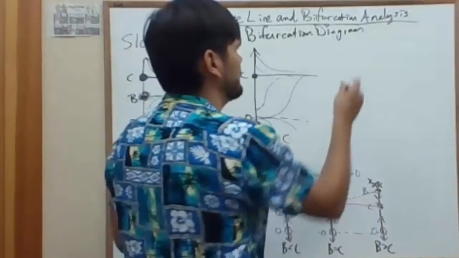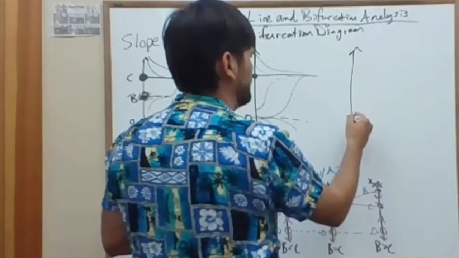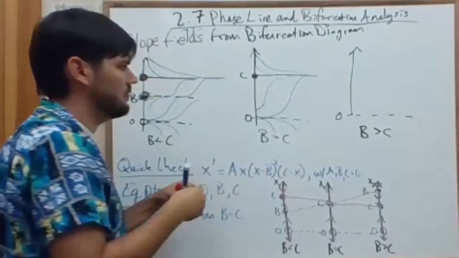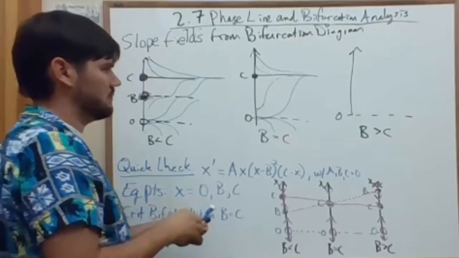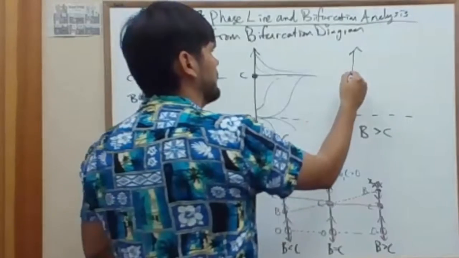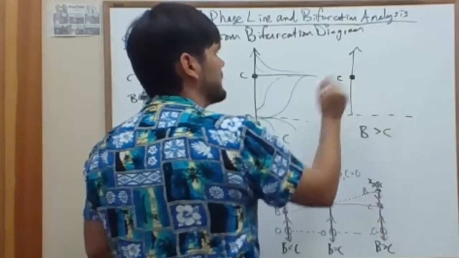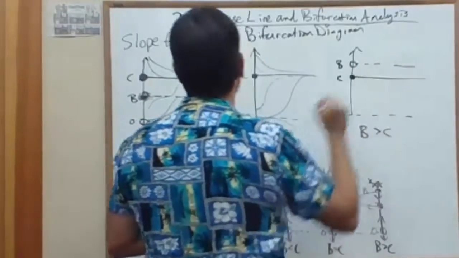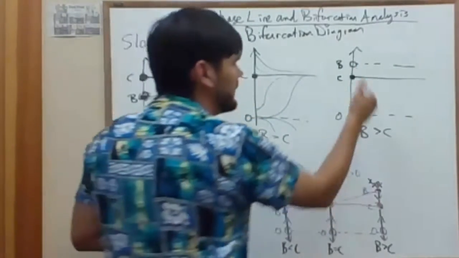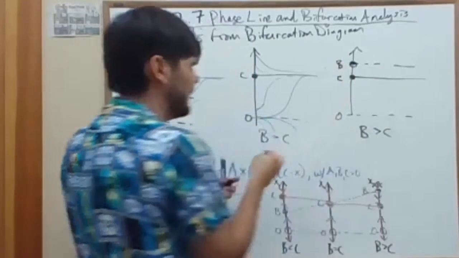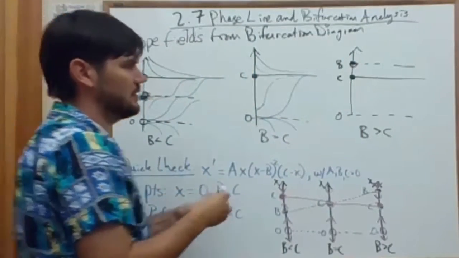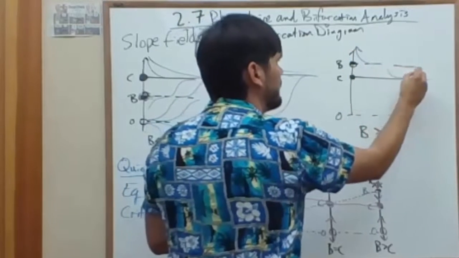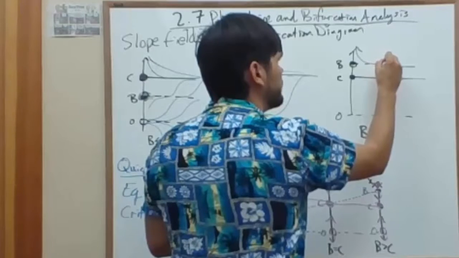And then for the last case, B greater than C. I still have C there, but now B is above it. And from our quick diagram here, it's filling in from above. So our solutions will come in, just level off just briefly.